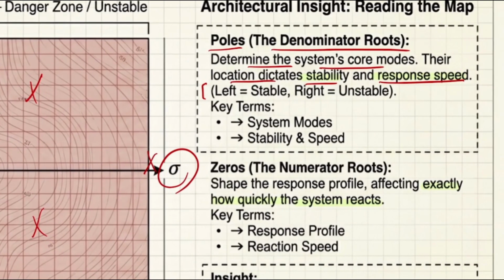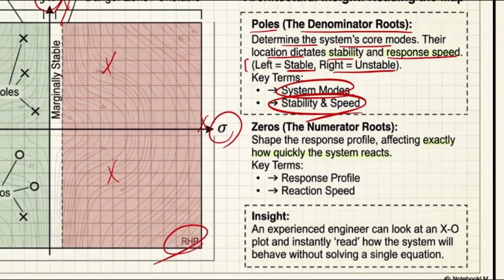So if your poles are on the left side, it means that your system is going to be stable at the end of the day, while if they are on the right side, we have an unstable system. So the key terms about the poles is that they are system modes, about the stability and the speed, or the DNA of your model itself.